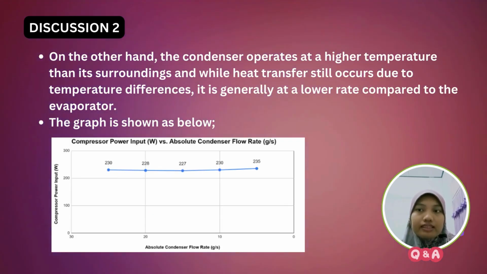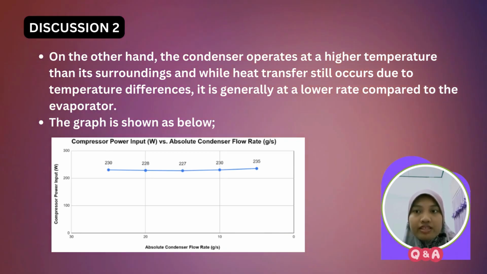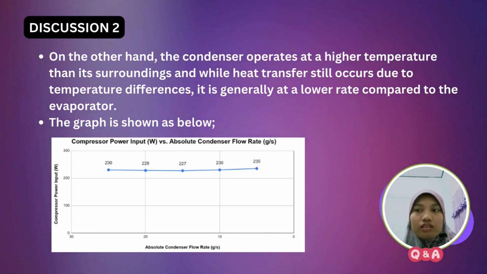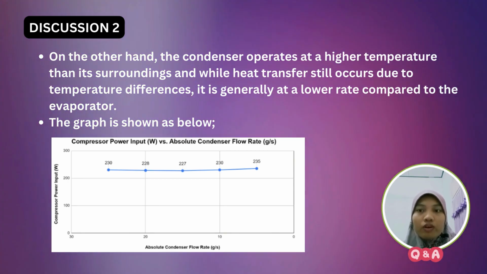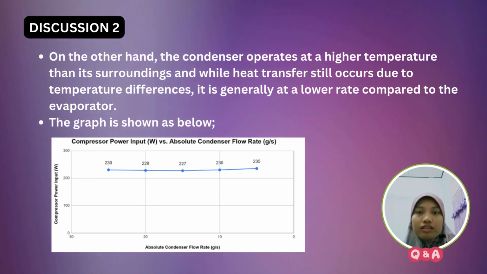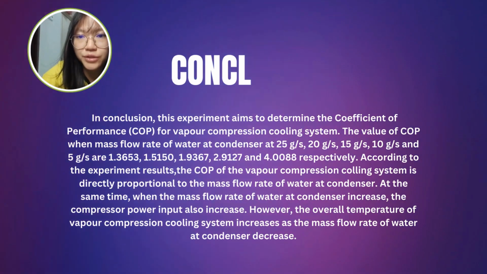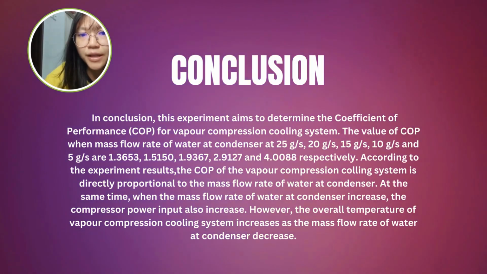On the other hand, the condenser operates at a higher temperature than its surroundings, and while heat transfer still occurs due to the temperature difference, it is generally at a lower rate compared to the evaporator. The graph is shown as below for compressor power input in watt versus absolute condenser flow rate in gram per second. In conclusion, this experiment aims to determine the coefficient of performance (COP) for the vapour compressor cooling system.